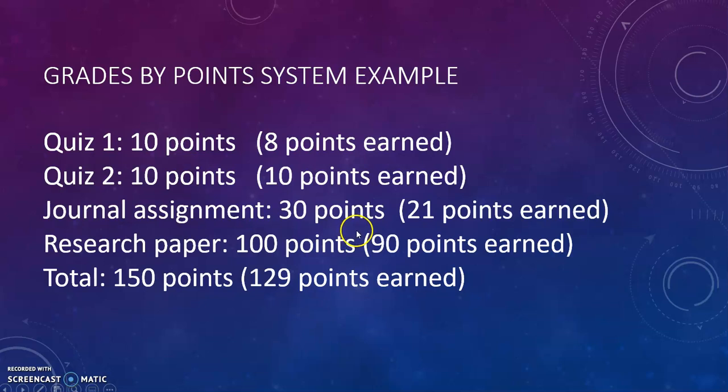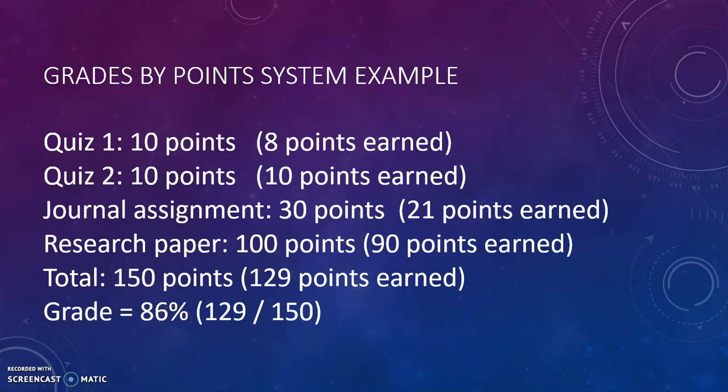What grade is that? If you take 129 and divide it by 150, you get an 86. So the student would have earned a B in the class. They might say, wait a minute, I did really well on this research paper. Yes, but when you consider that you got a 70% on the journal assignment and an 80% on the first quiz, that shows you how the point system works. Most people understand how you add up grades that way. So that's one system, the point system.